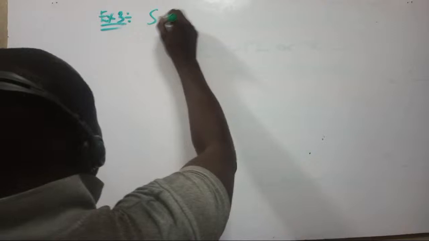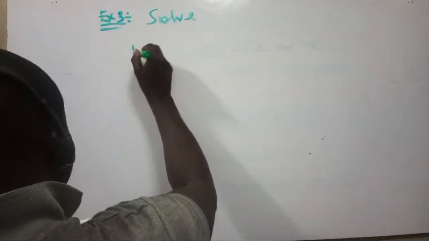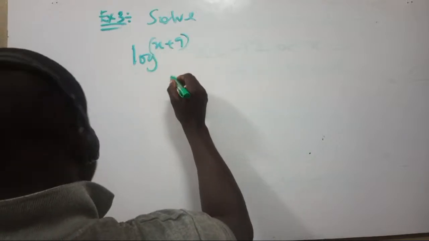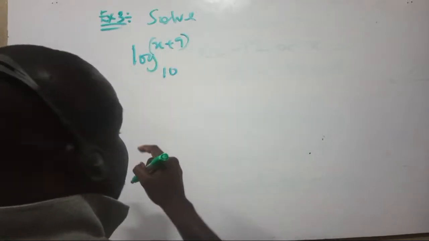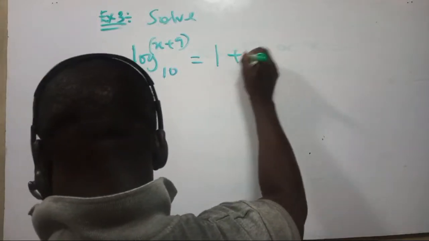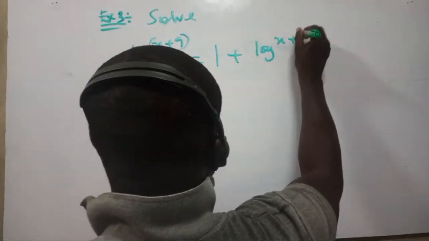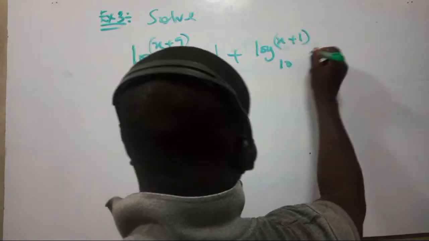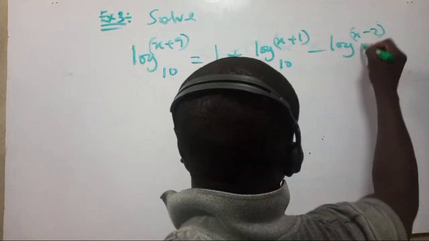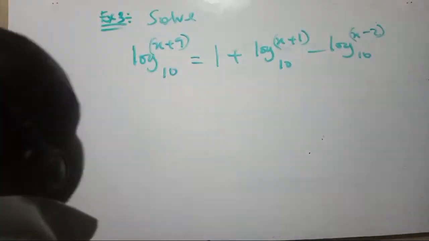You are given: solve log (x plus 9) base 10 is equal to 1 plus log (x plus 1) base 10 minus log (x minus 2) base 10. Even if you are not given the base, you know that it is base 10.